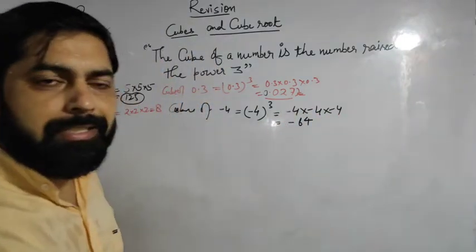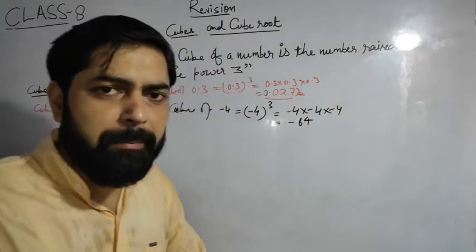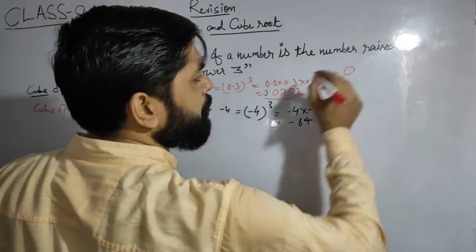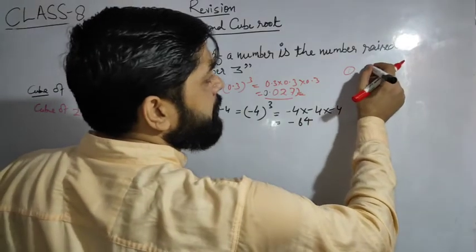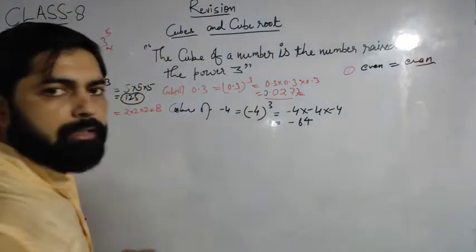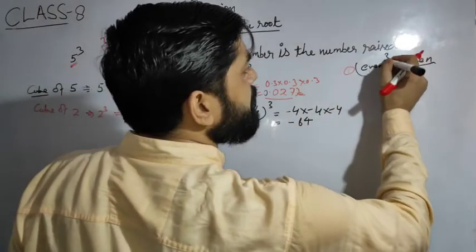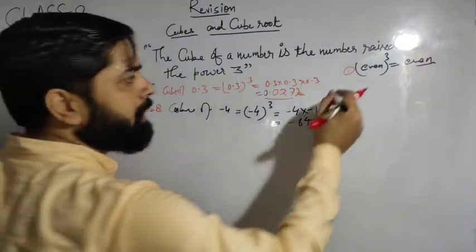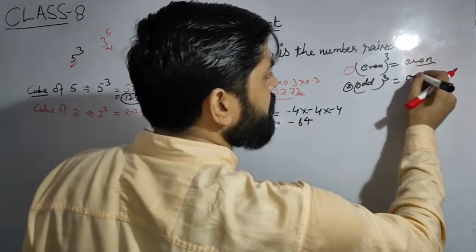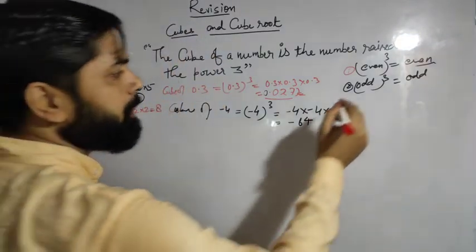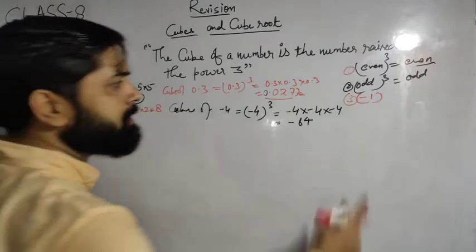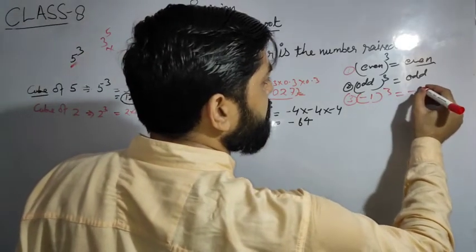64. And now here are some properties of the cube. The first property: an even number's cube is always even. With an even number's cube you always get an even number, and with an odd number's cube you always get an odd number as the answer. And a negative number's cube you always get a negative number.